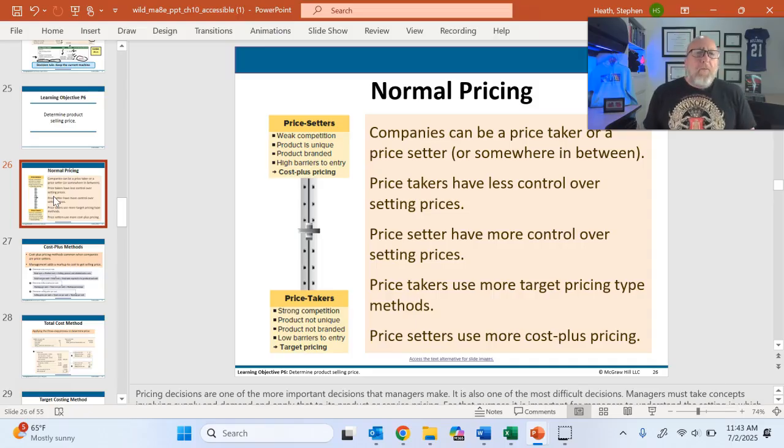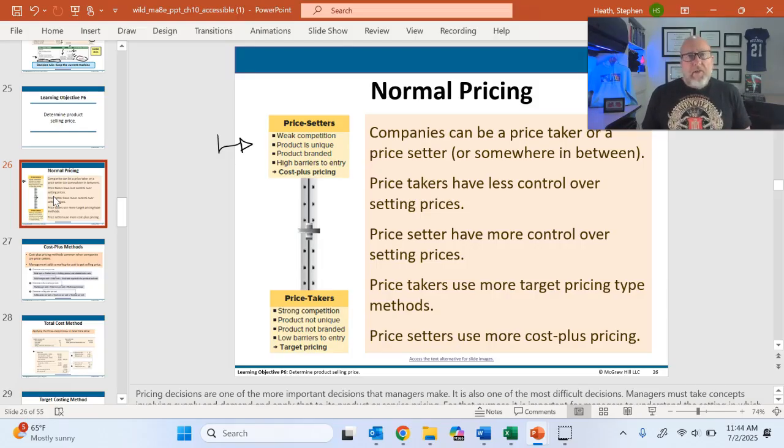Okay, so the two schools of thought are price setters. Price setters are situations where the manufacturer is delivering a very unique product, right? So there's really no competition. There's nobody selling a similar product. It's a very unique product. It's one of a kind. It could be a brand, right? Apple is a great example of a brand.